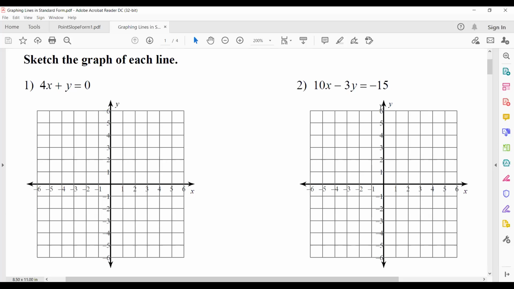But there's an alternative that might be simpler in some situations. And that is to see if I can find the intercepts. If you remember that slideshow where we looked at the intercepts, for the y-intercept, x is always 0. For the x-intercept, y is always 0.